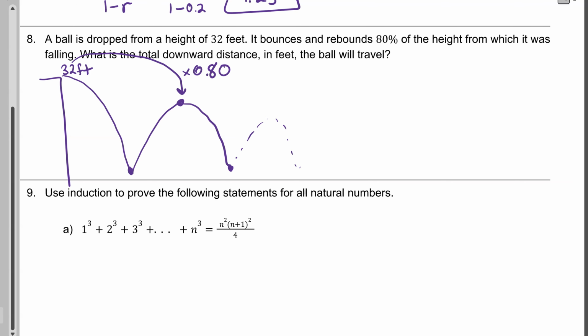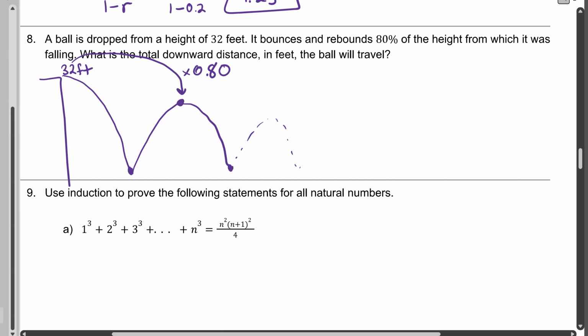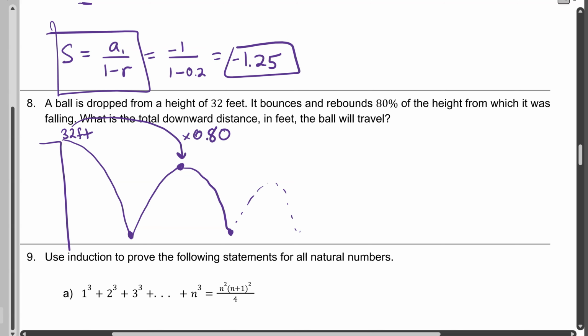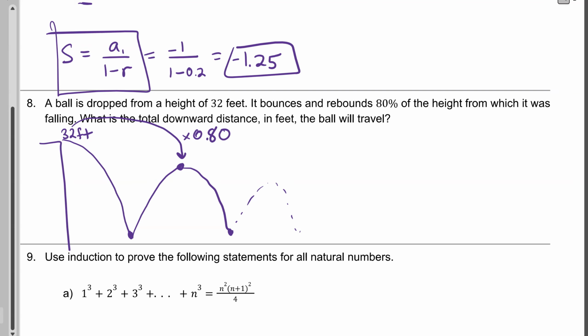It just asked me what is the total downward distance, because eventually, imagine if you drop a ball, it'll dribble and get smaller and smaller and smaller, but at some point, it will eventually reach the ground, or at the very least, be moving so infinitesimally small from the ground that that distance won't make much of a difference. I think it performs something very similar to our last series, where I can just use that infinite geometric series formula, given that I have what the starting height is, and I have what the common ratio is.